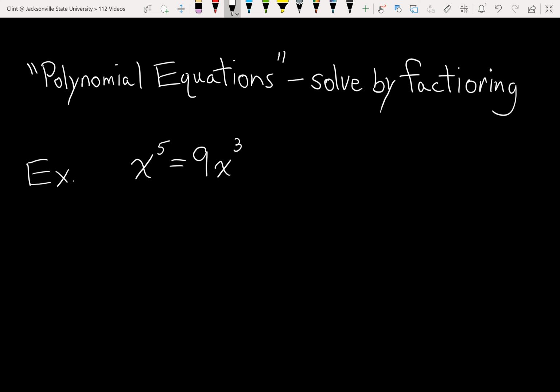So with these, we want to solve by factoring. So we want to get everything on one side and make it equal to 0. You'll recall that from factoring quadratics. So here I'm going to subtract 9x to the 3rd from both sides. That leaves me x to the 5th minus 9x to the 3rd equals 0. And now on the left side, we want to factor. This is not a trinomial, so we're limited on how we can factor.